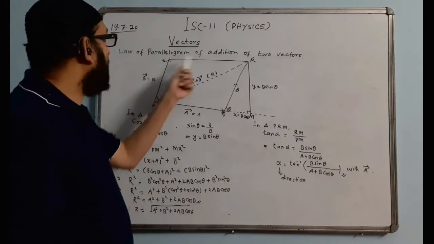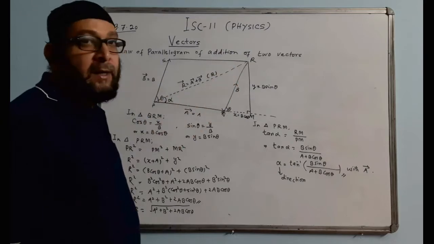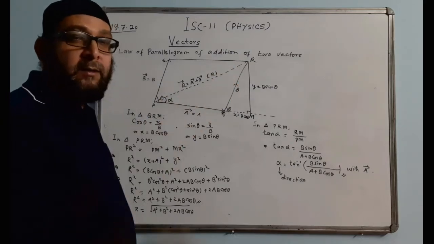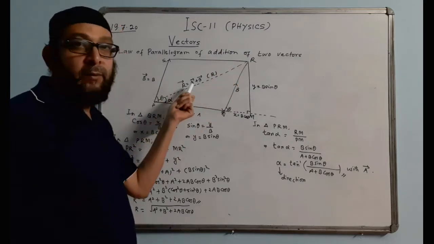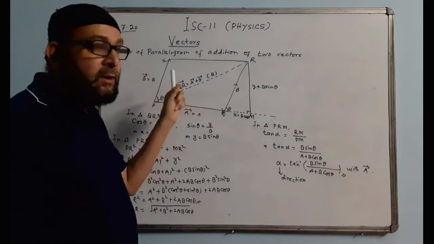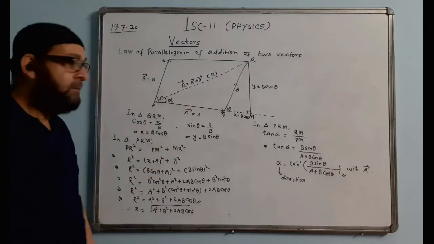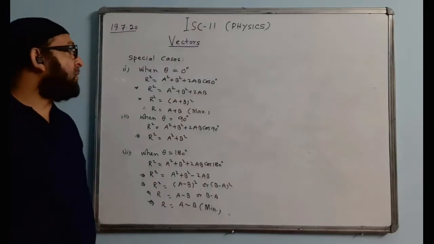So this law is called the law of parallelogram for the addition of two vectors. I already said the statement for this law in the beginning, so please you can note it down. Okay, thank you. There are three special cases.